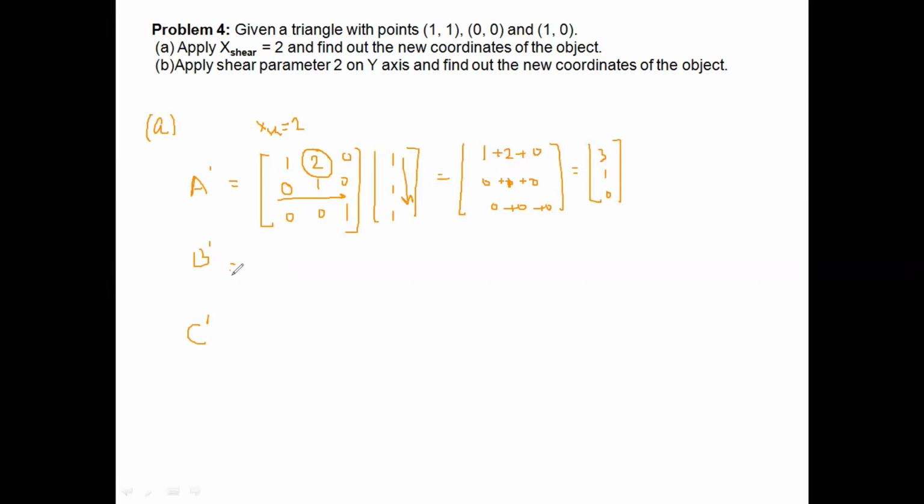Okay, now B dash, the same matrix we will write here 1 2, because we are performing the shearing for X.